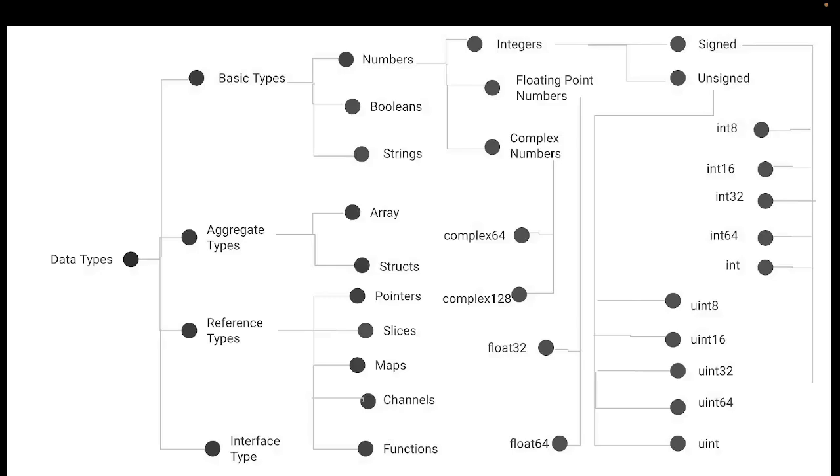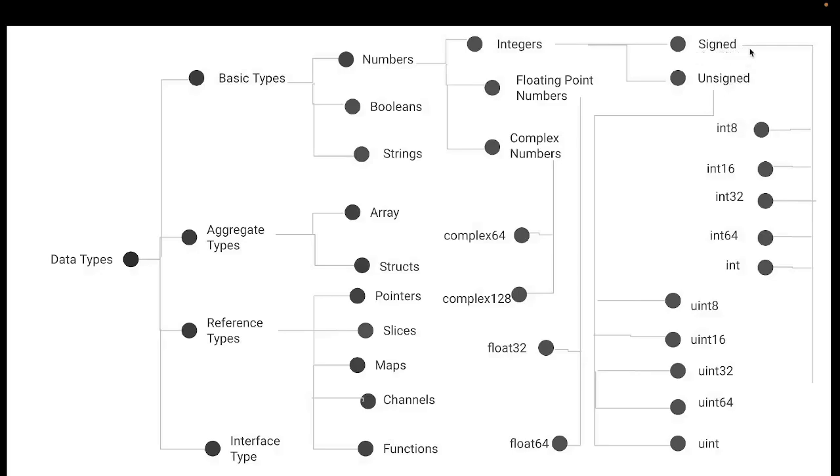The first one is basic types, the second one is aggregate types, the third one is reference types, and the fourth one is interface type. Basic types have been further divided into three categories: numbers, booleans, strings. And numbers have been divided into three categories: integers, floating point numbers, complex numbers. Again, integers have been divided into two categories: signed integer and unsigned integer.